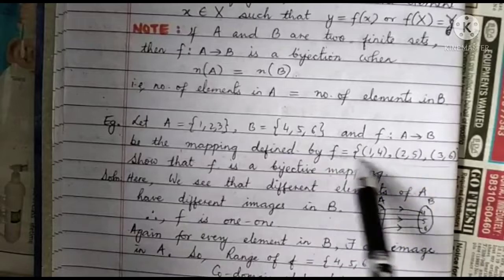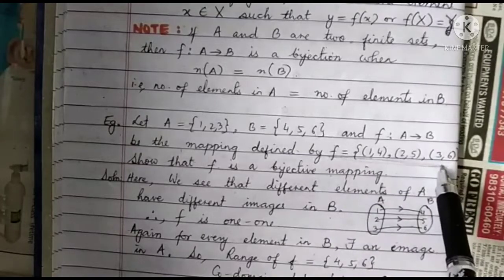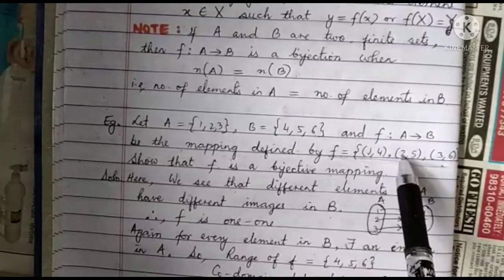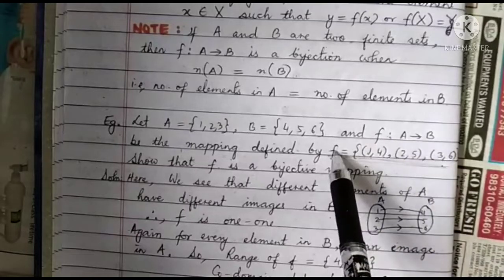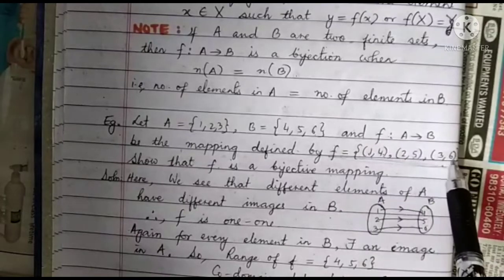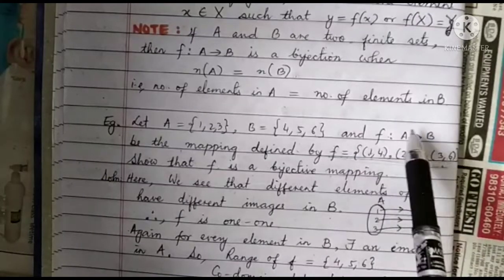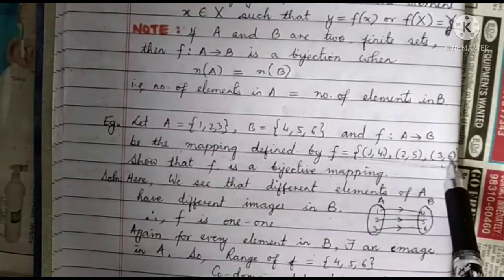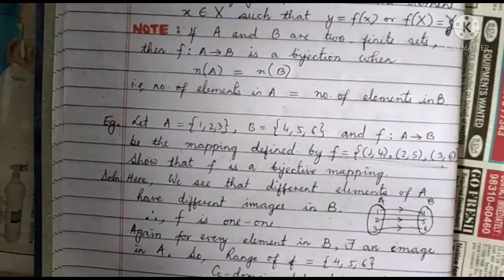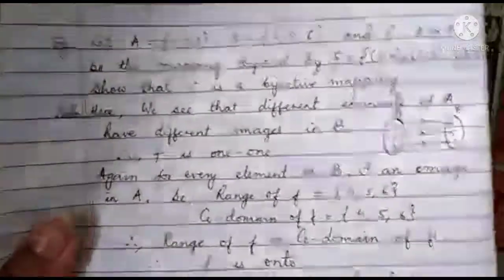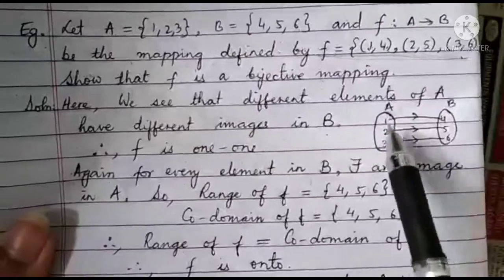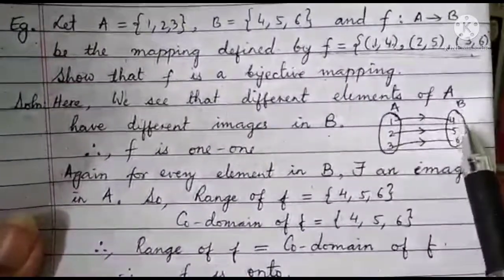Now over here your function is given in the form of ordered pairs. That means 1, 2 and 3 are the domain of f. 4, 5 and 6 are the range of f, right? So that means 1, 2 and 3 belong to the set A, 4, 5, 6 belong to the set B. So if I form a diagram, your diagram will look like this. 1, 2, 3 and 4, 5, 6.